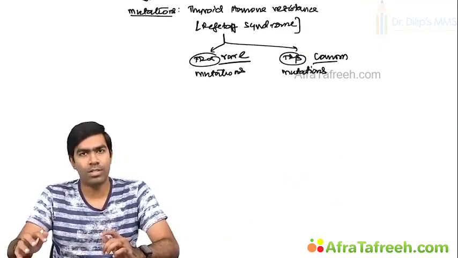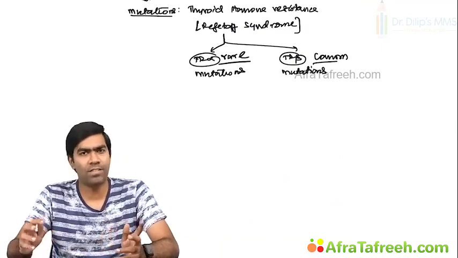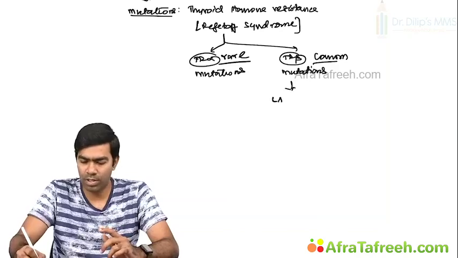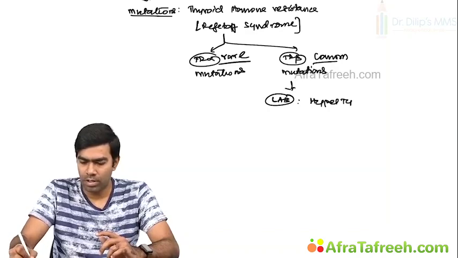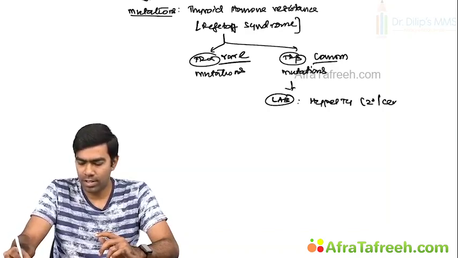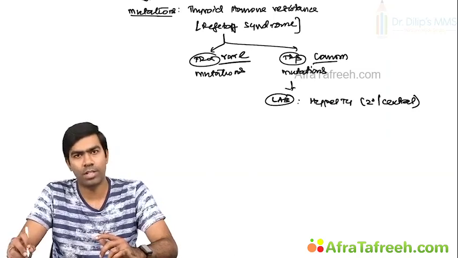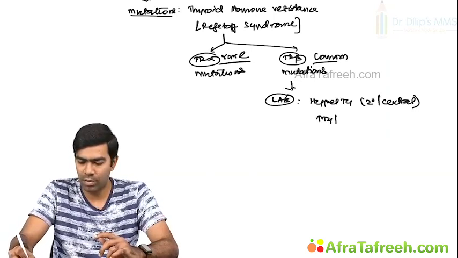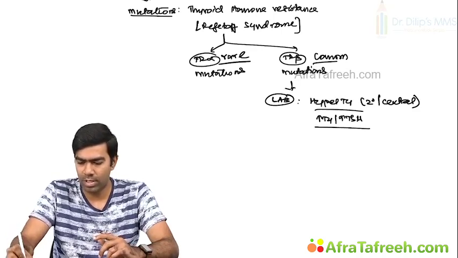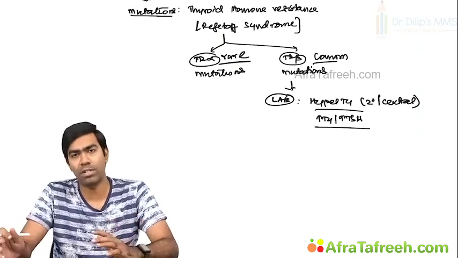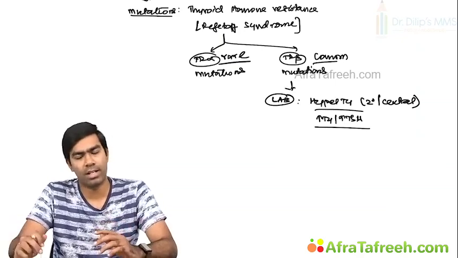This TR beta mutations will have a different clinical picture. For example, laboratory-wise, they will show a hyperthyroid picture. Usually they will have a secondary or a central hyperthyroidism picture, which means they will have an elevated T4 with an elevated TSH or even a normal TSH, but they'll have definitely elevated T4. Elevated T4 in the presence of normal TSH is also considered as secondary hyperthyroidism only.